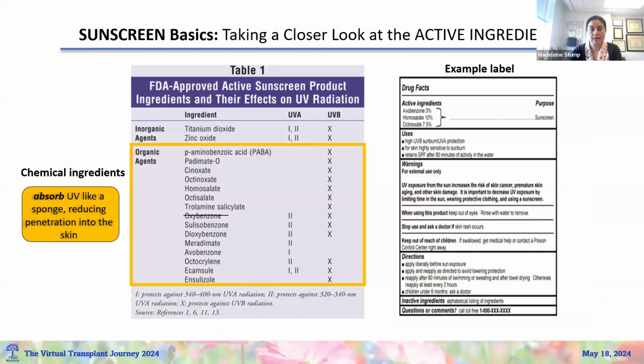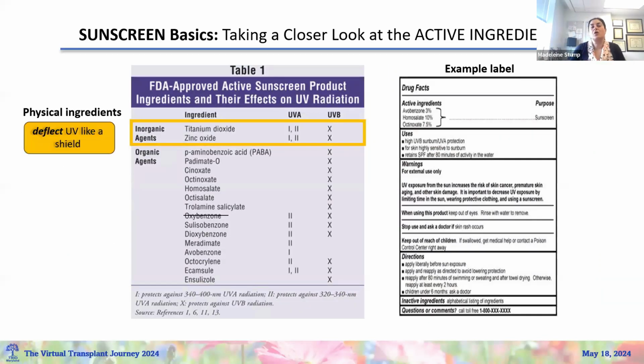Inorganic agents, or physical or mineral blockers, are only two kinds. There's titanium dioxide and zinc oxide. They act like a shield. They deflect UV like a shield. They don't absorb the UV light, they just deflect it. Zinc oxide is what is found in diaper paste. That's why it gives it this white color. If you look here, both of these compounds cover against UVA and UVB, so really good broad spectrum coverage with both of these.